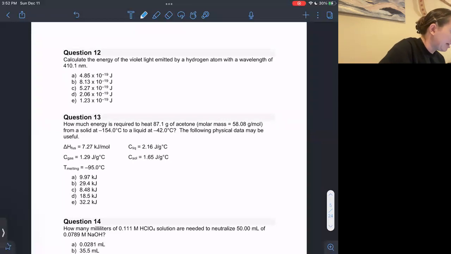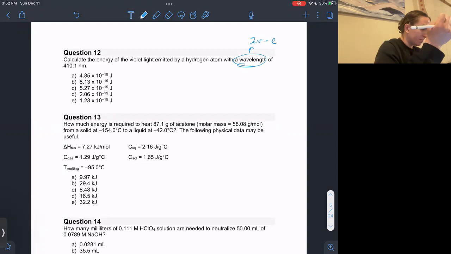Okay, so next I want to calculate the energy of violet light emitted by a hydrogen atom with a wavelength of 410.1 nanometers. When I see wavelength, I immediately think of lambda v is equal to c. And I'm looking for energy, so it would automatically make me think of energy is equal to h times frequency. I know that'll also be on my formula sheet, so I can look there too, but I'm definitely looking for something with wavelength, which is lambda, and energy.